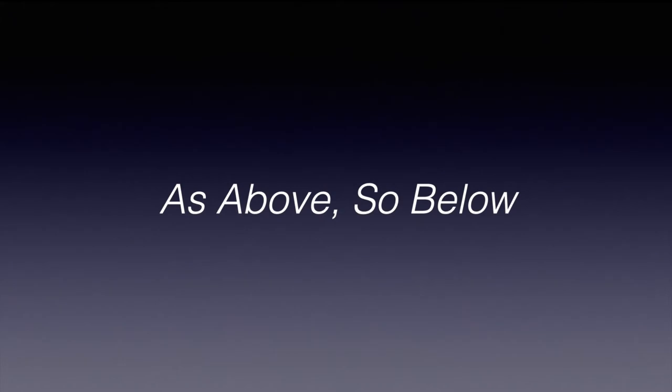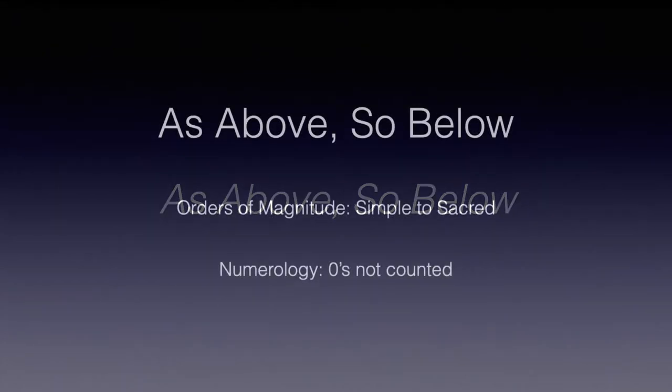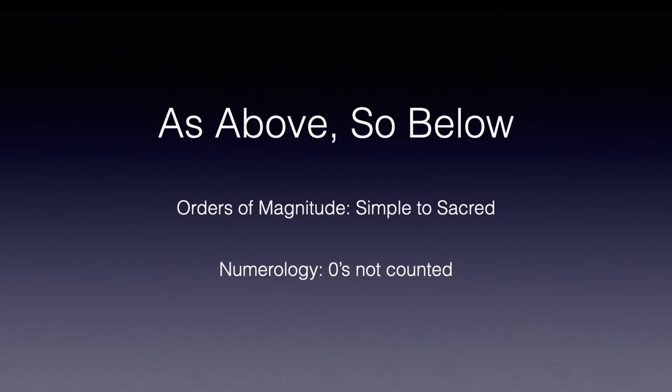One of the concepts of sacred geometry is what's called orders of magnitude. In that concept, we drop the zeros. And if you've ever studied numerology, that's actually what numerologists do as well. In any number, they only use 1 through 9, and then they repeat that. So the zeros are not counted, and that's called a decreasing order of magnitude.